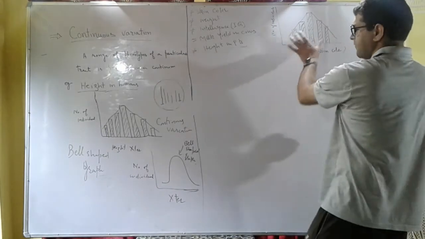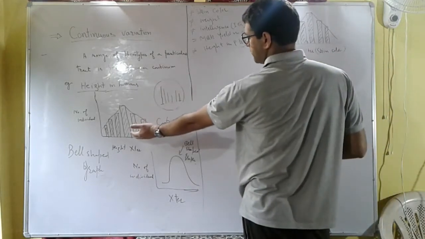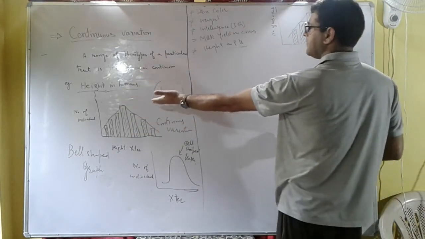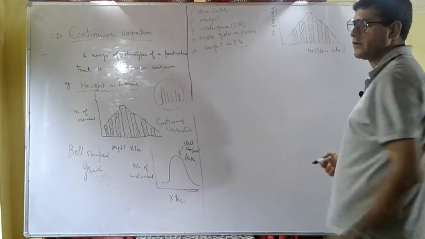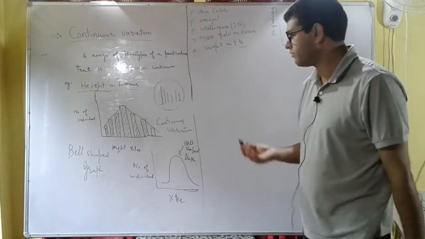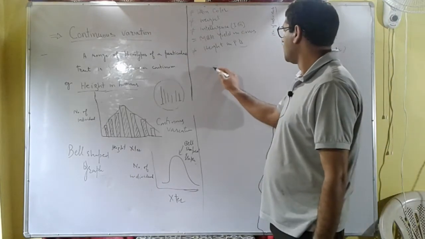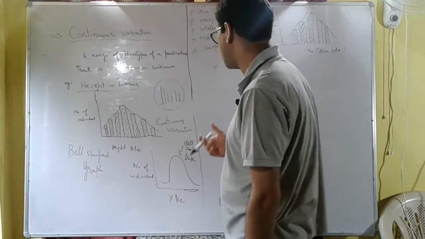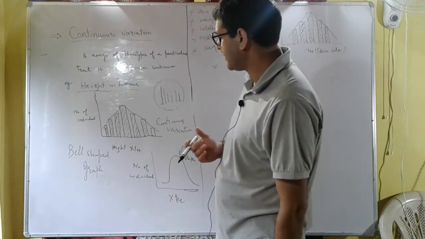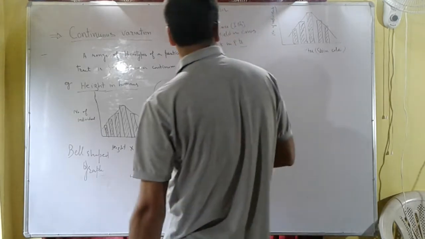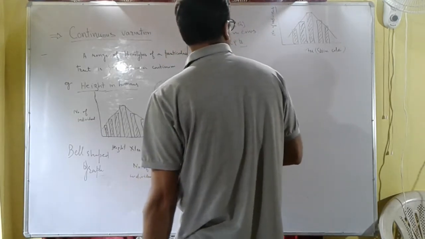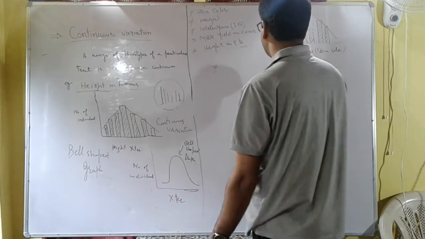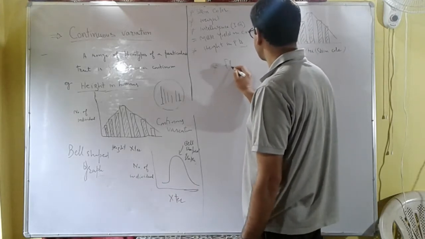So this graph and this graph are similar, because height in humans and skin color in humans are cases of continuous variation. The bell-shaped graph is typical of continuous variation. Continuous variation is also called fluctuating variation.